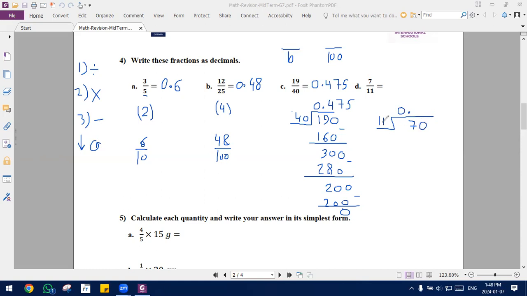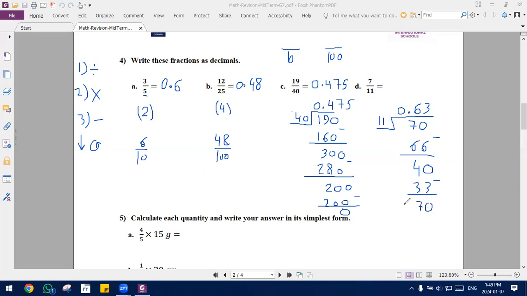Now 70 divided by 11 is 6. So we did the division. Next step is multiplication. 6 times 11, 66. Now next step we subtract. The remaining is 4. Now what do I have to do? We add a 0, which is 40 divided by 11, 3. 3 times 11, 33, minus, the remaining is 7.